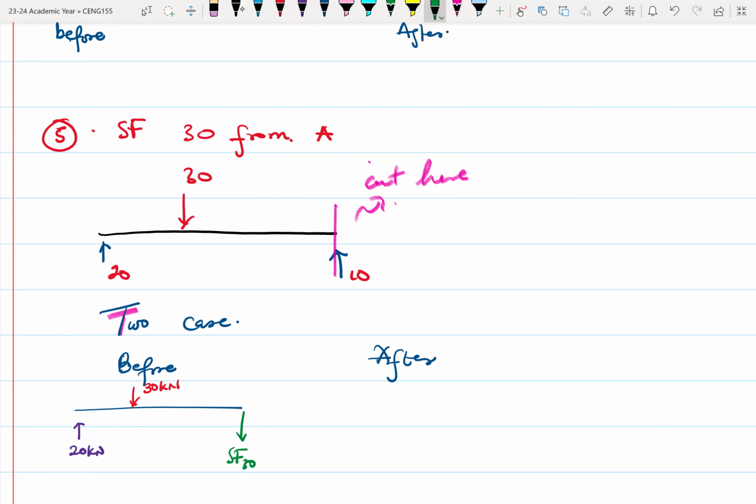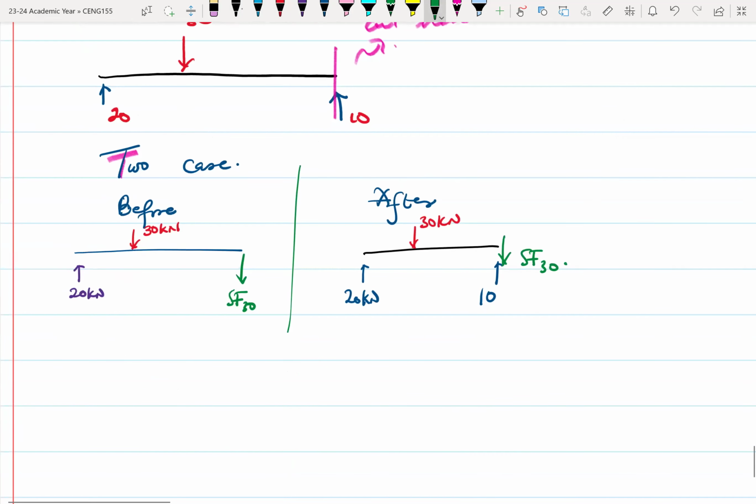Then I have the second case whereby I have everything I need. So this is my 20 kilonewton, I have my 30, I have my 10, and then I have my shear force also at 30.